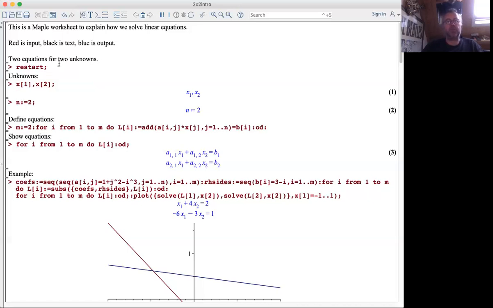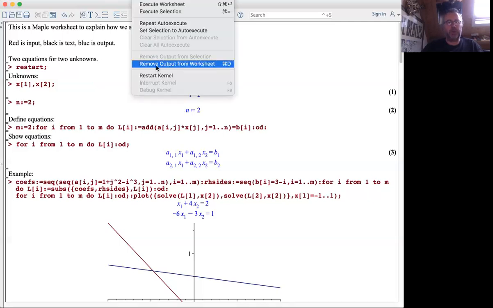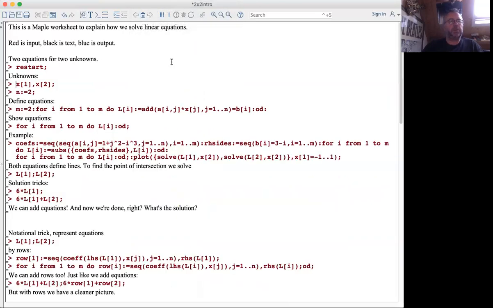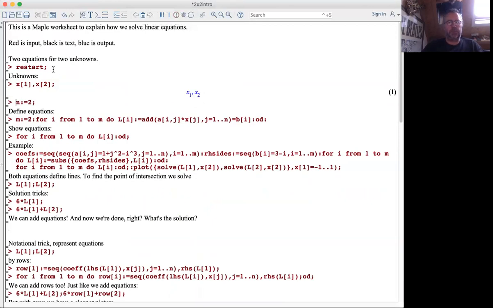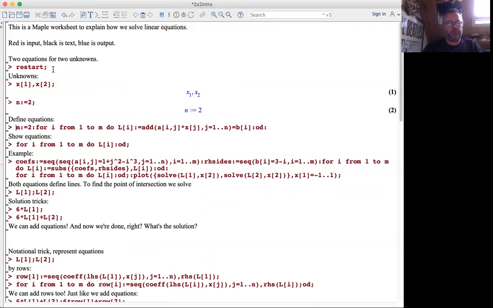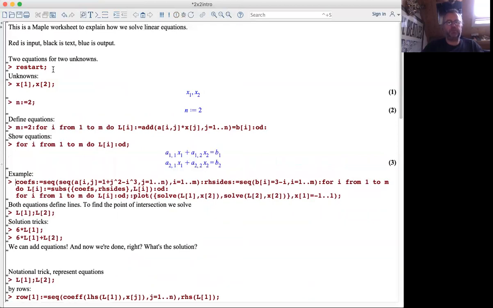Restart. Oh, and you already see some output here, but under evaluate, I'm going to say remove output from worksheet. Okay, and here we are. Restart. Meet the unknowns. There are two of them. Define the equations. Okay, you don't see anything. Now you do. I show the equations, but they have names: L1 and L2.